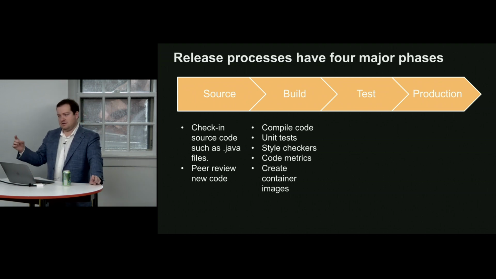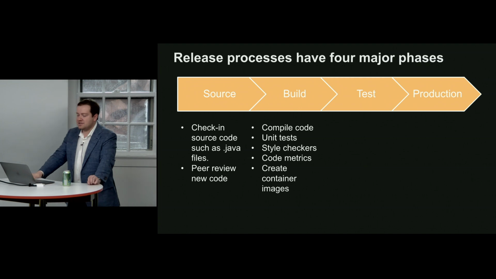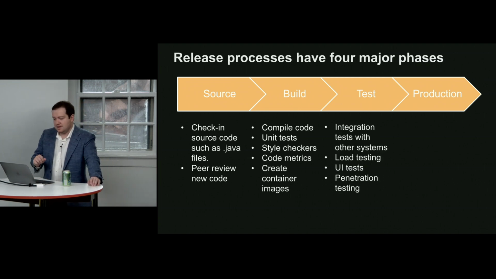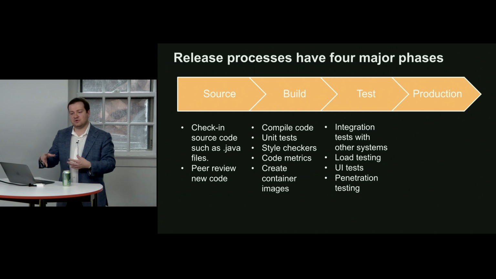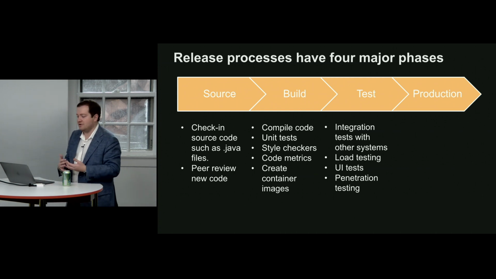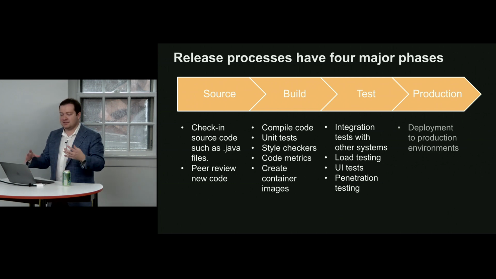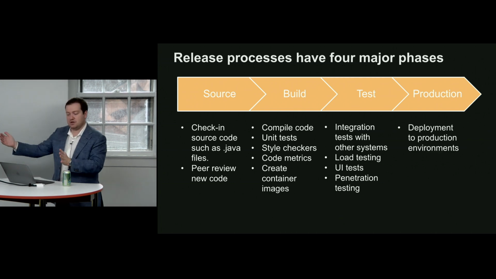So these could be like Docker images. These could be RPMs, Debian packages, MSIs, system images. Whatever your unit of deployment is, you build them here. Then you have your testing phase. In the testing phase, this is where you do your integration testing with other systems. You do your load testing, you do your UI testing, and you do your penetration testing or any other kind of security testing. And then lastly is the push to production, which is the ultimate end goal.